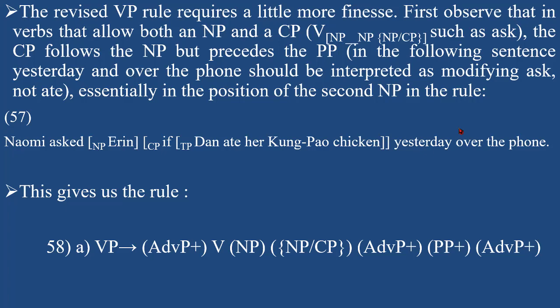The revised VP rule requires a little more finesse. First, observe that verbs that allow both an NP and a CP, an NP, we have a verb, an NP, and either NP or CP, such as ask. So the CP follows the NP but precedes the PP. In the following sentence, yesterday and over the phone should be interpreted as modifying ask, not ate, essentially in the position of the second NP in the rule. So Naomi asked Erin if Dan ate her Kung Pao chicken yesterday over the phone.